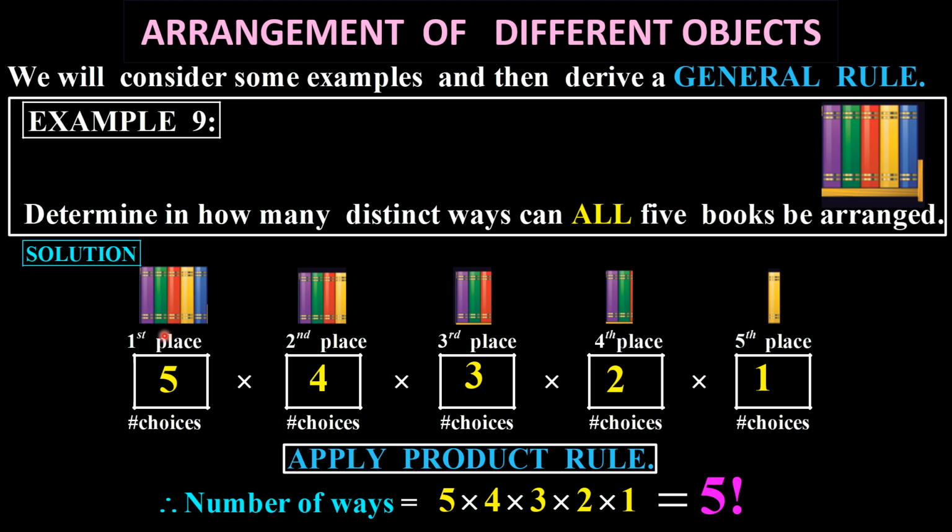Do you notice anything here? Remind you of anything? Yes, that is a product of descending natural numbers, and that's correct, it's the factorial. So that's 5 factorial. Even if I had 10 books, and I want to arrange all 10 books, it's just going to become 10 factorial. If I have 20 books, it's going to be 20 factorial, if the objects are all different.